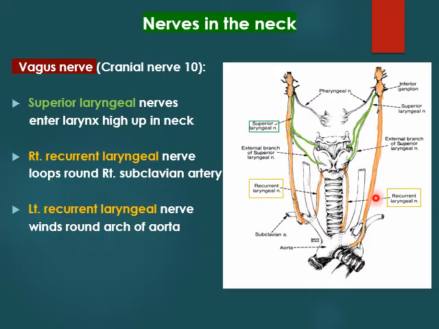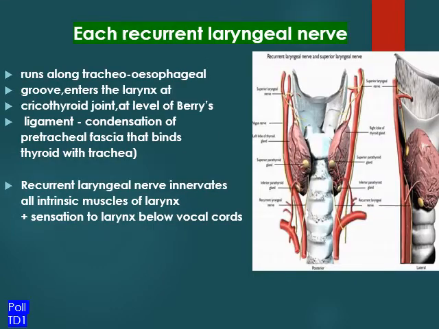Then the left recurrent laryngeal nerve, in this case, loops or winds around the arch of the aorta before entering the tracheoesophageal groove and then going upwards into the larynx. Okay, the recurrent laryngeal nerve is a very important nerve which must be studied with care.